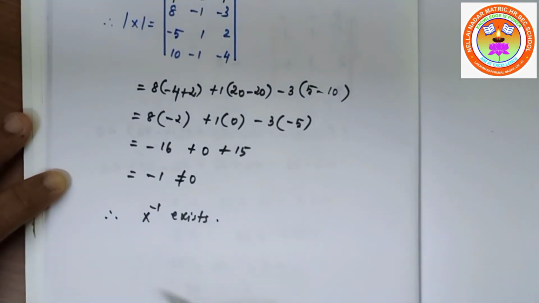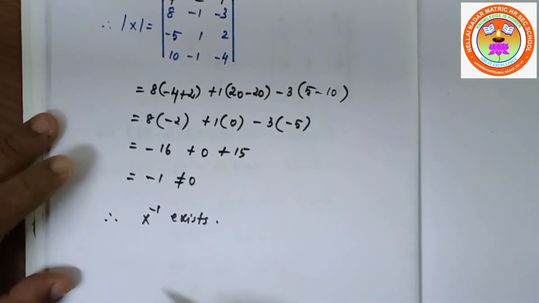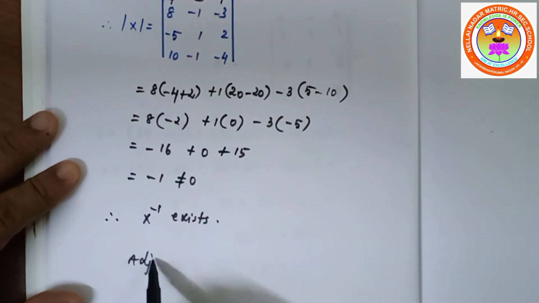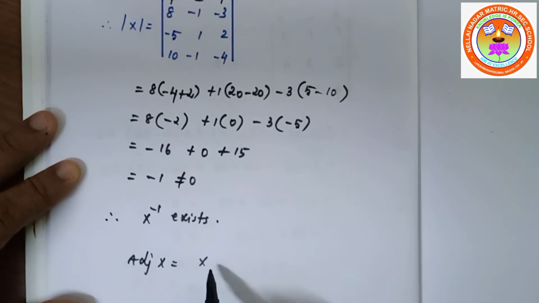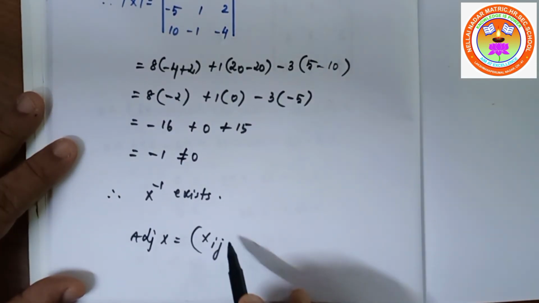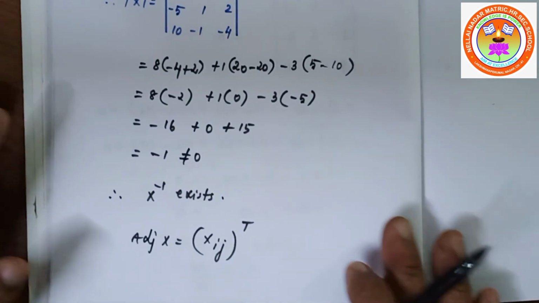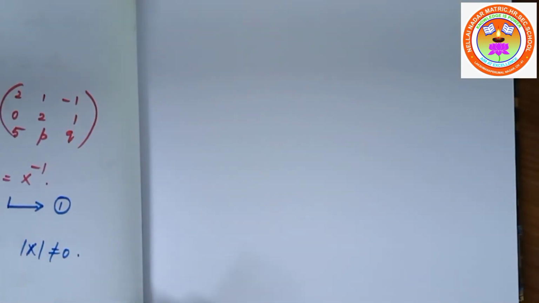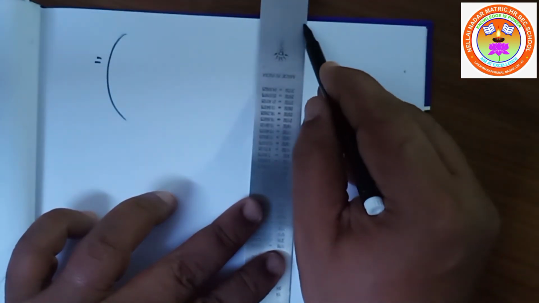Then you have to find the adjoint of X. Write the formula first. Adjoint of X is equal to, as you know very well, the cofactor matrix of X, that is Xij, and its transpose. We can find the adjoint of the matrix X. In rough work, write the given matrix in a column.